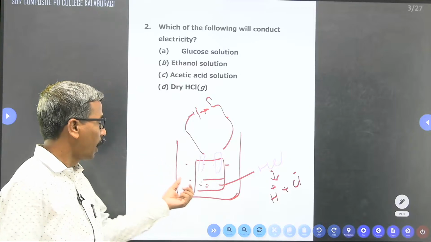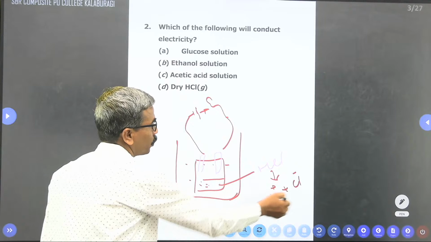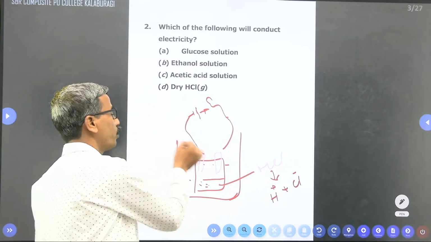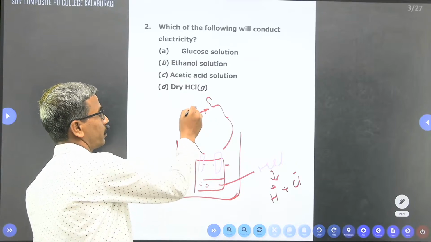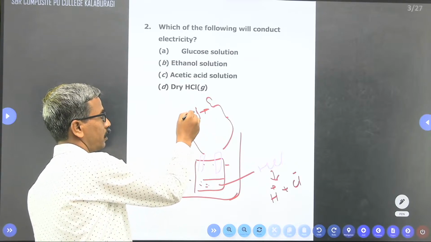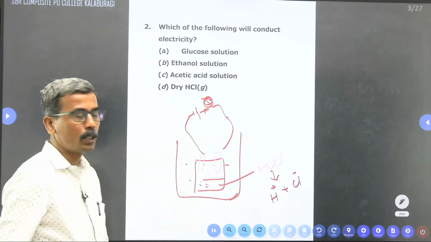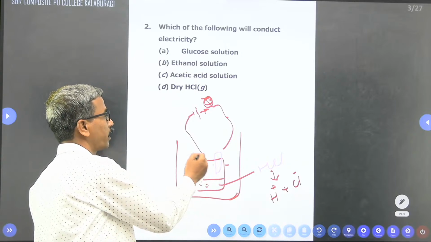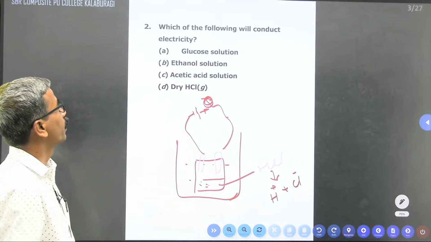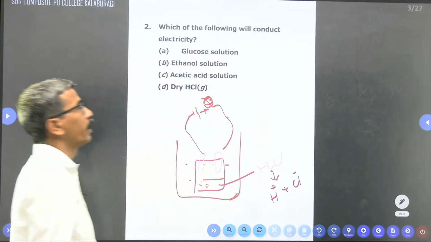After that, when you take an HCl solution, it forms H plus and Cl minus in solution. When you turn on the switch, the bulb will glow, because the H plus ions in the solution conduct electricity. Based on that, they are now asking in this question which of the following will conduct electricity.